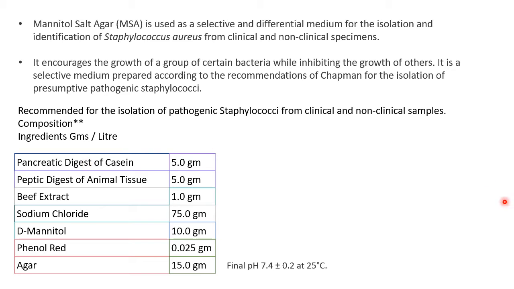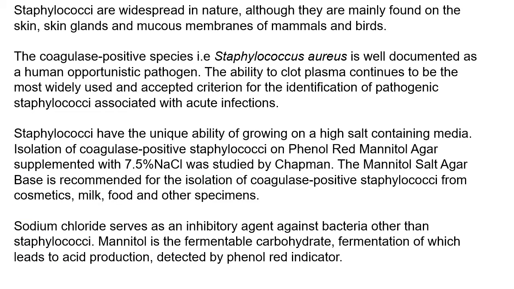Okay, so this is how the color of the medium looks. It is reddish due to the indicator that we add, that is phenol red. And after the growth of Staphylococcus aureus, if it is pathogenic, if it is coagulase positive, then the indicator changes the color to yellow, and even the colonies turn yellow. Okay, so this is the basic principle behind this particular media.